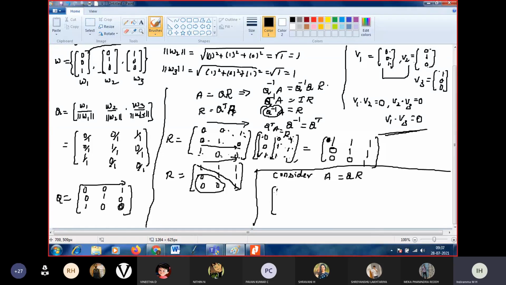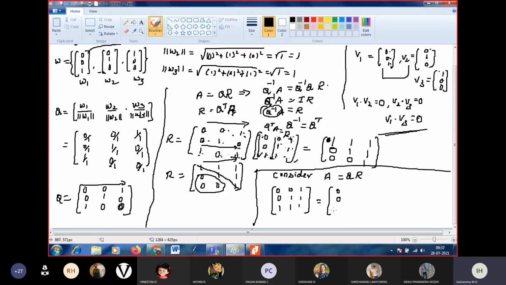What is the matrix A? A is 0, 0, 1, 0, 1, 1, 1, 1, 1. This is the matrix A. It can be written as a product of two matrices, QR. What is Q?